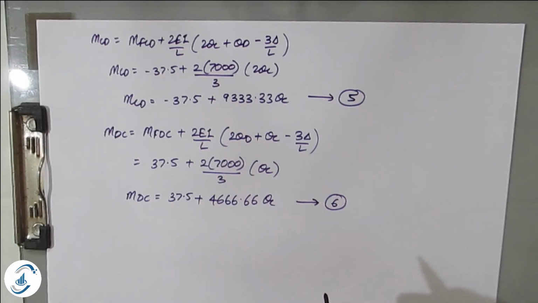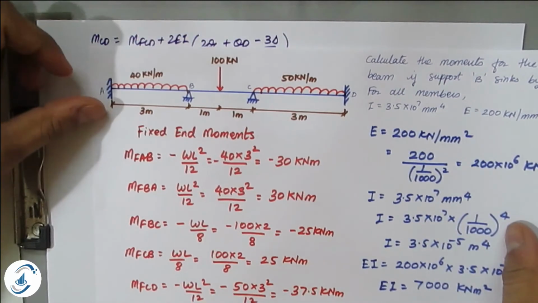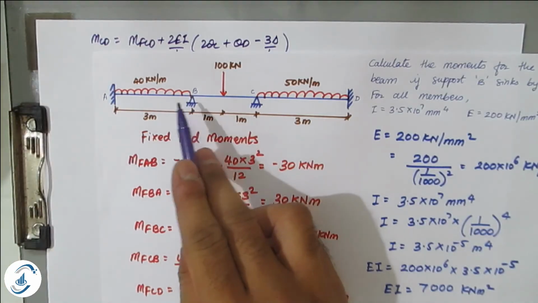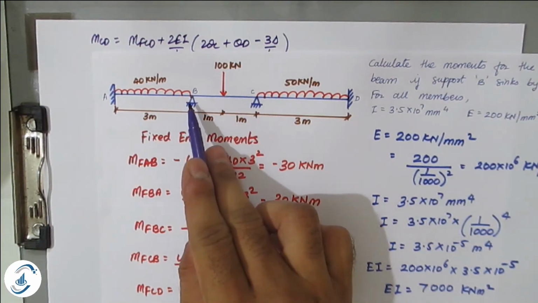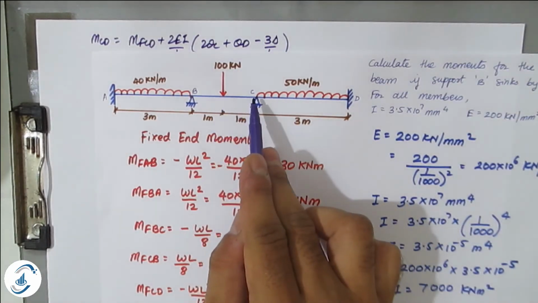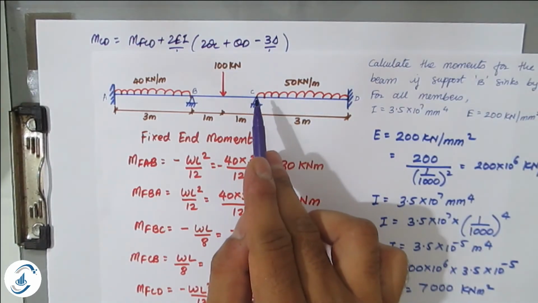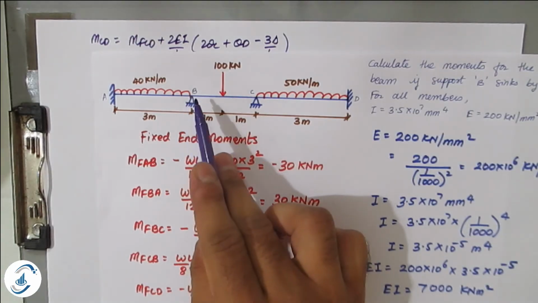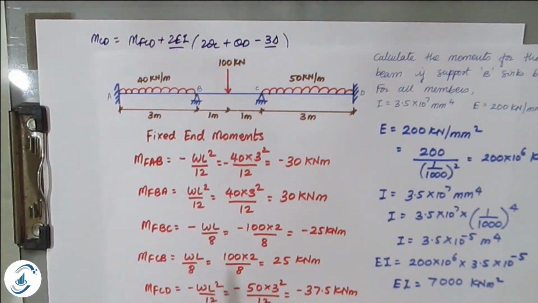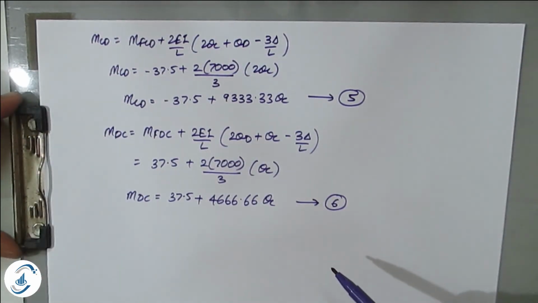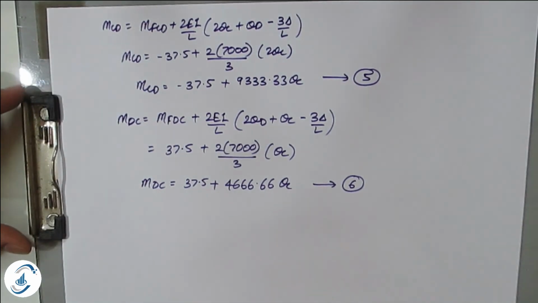So now you have to apply equilibrium conditions. At which point? If B joint has to be stable or B support has to be stable, then MBA plus MBC is equal to 0. Then moment at C, MCB plus MCD should be equal to 0. So to remain stable at B and C, these are the two equilibrium conditions. So we have to make use of these two equilibrium conditions to get the values of theta B and theta C.